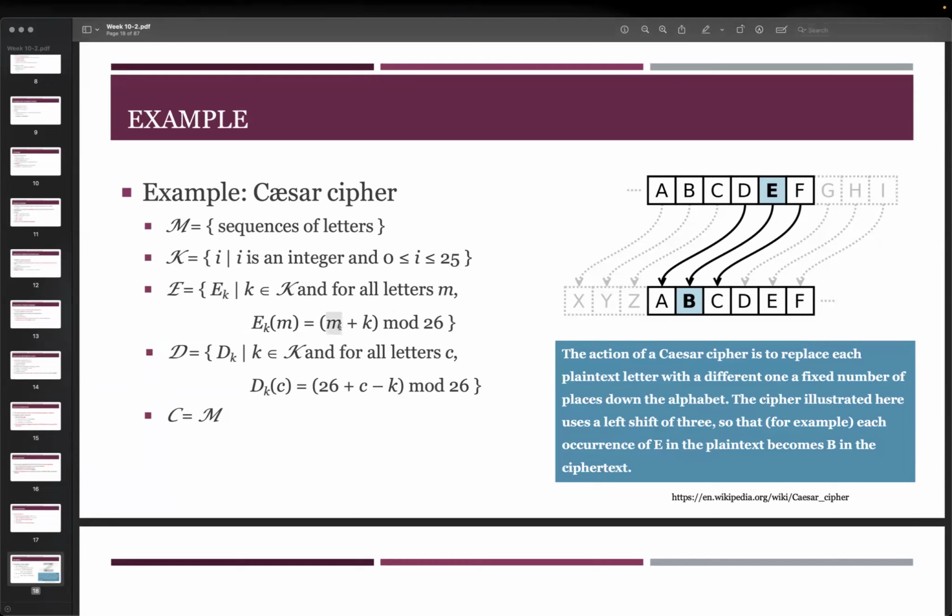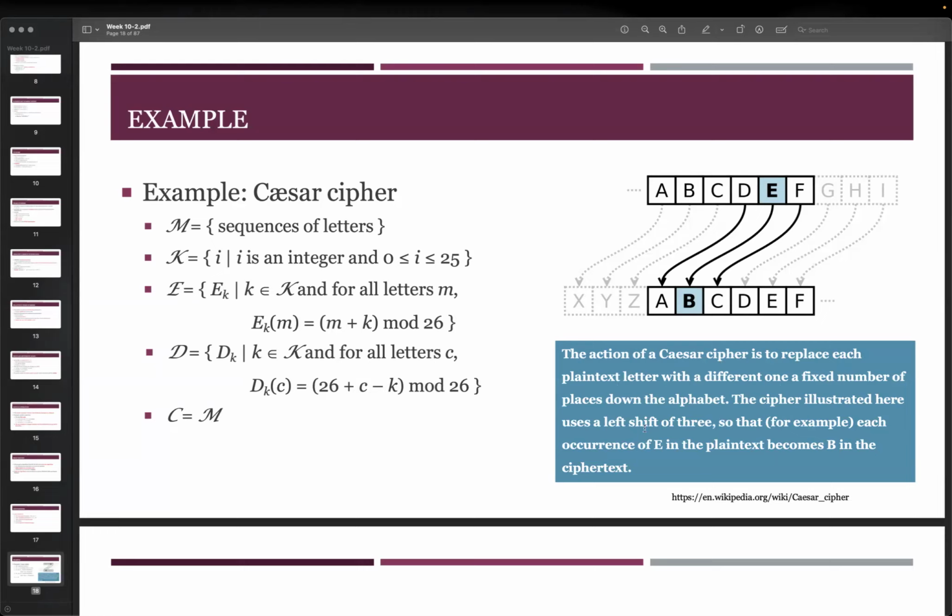For M, the sequence of letters, we add K and take mod 26. That is the key operation. For decryption D, we take C, subtract K, and mod 26, so we can decipher it back to the same message. The whole action replaces each letter in the plaintext with a different one, fixed by a number based on the alphabet. This cipher really illustrates that.